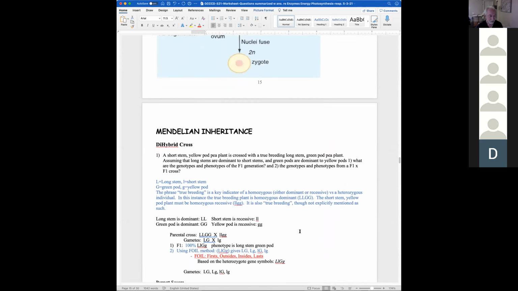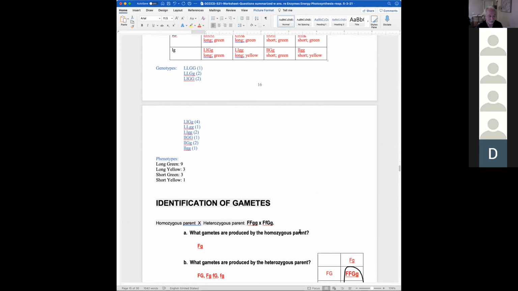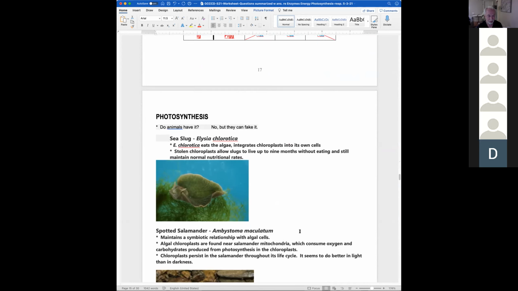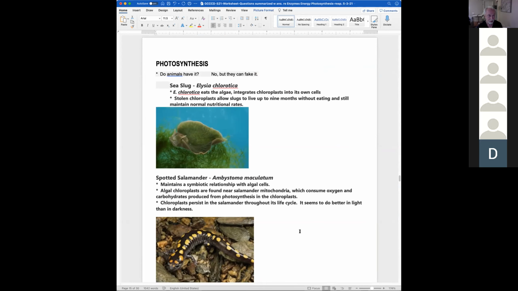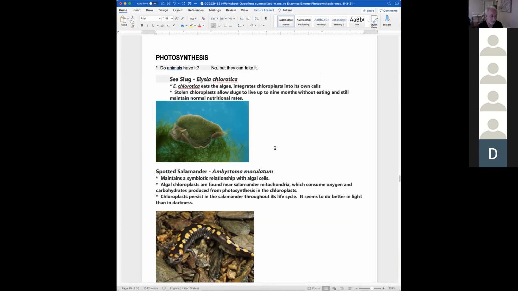Okay, if that's clear, then we ended up with Mendelian inheritance the last time. And so we'll start with photosynthesis now. A couple of you asked, are any animals capable of photosynthesis? And I think the answer is not really, but they can act like it. And here are 2 examples I found.